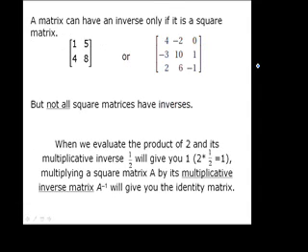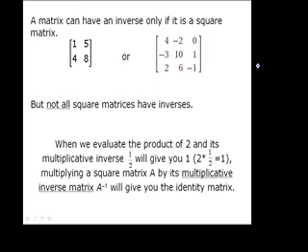A matrix can have an inverse only if it is a square matrix. So now we're going to be looking at the inverses instead of the determinants. Square matrices have the same number of rows as columns. So here we have a 2 by 2 matrix, or we've got a 3 by 3. You could do this with 4 by 4 and so on. But not all square matrices have inverses. Just because they're square does not mean that they have inverses.